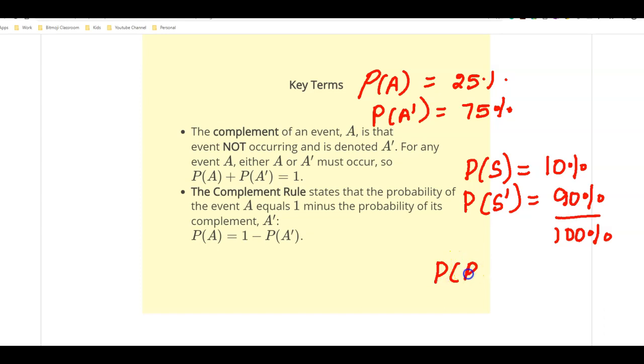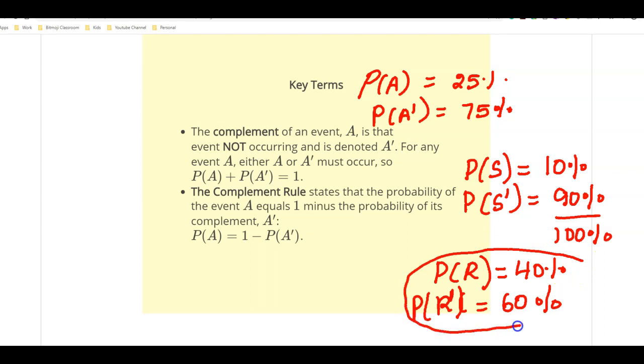Let me give another example. Probability that it's going to rain today is 40%. What's the probability it's not going to rain? Probability it's not going to rain is 60%. Do you see that? So when I add up the event and its complement, I should end up with 100. So now let's go ahead and take a look at the definitions.